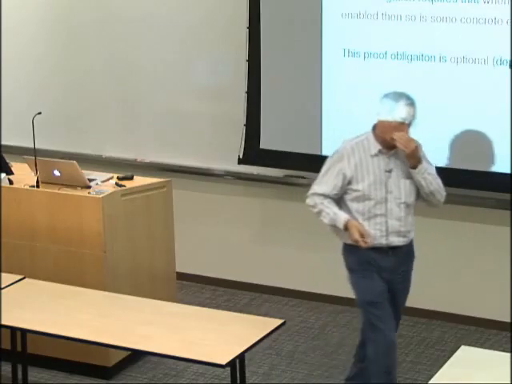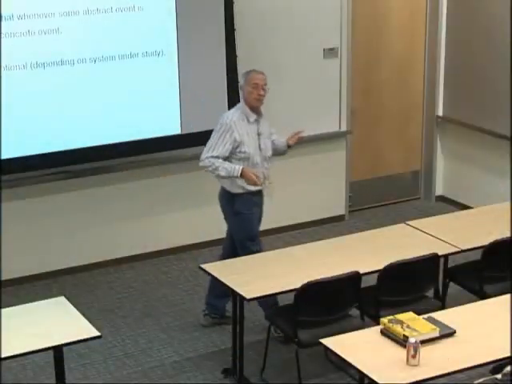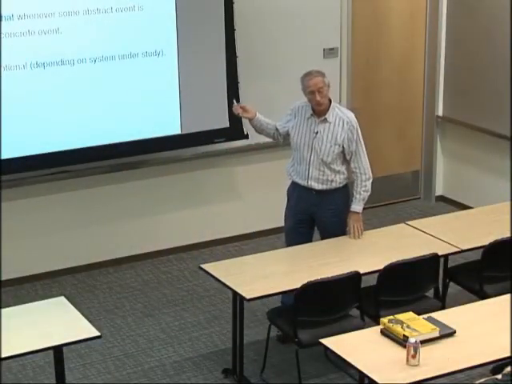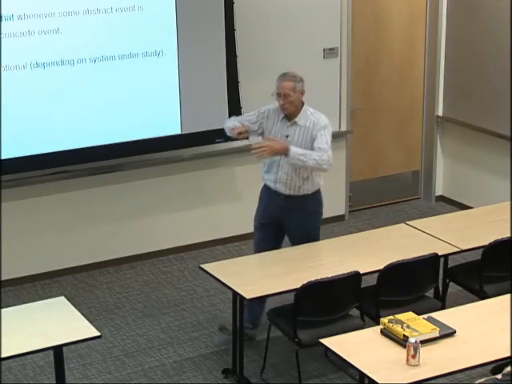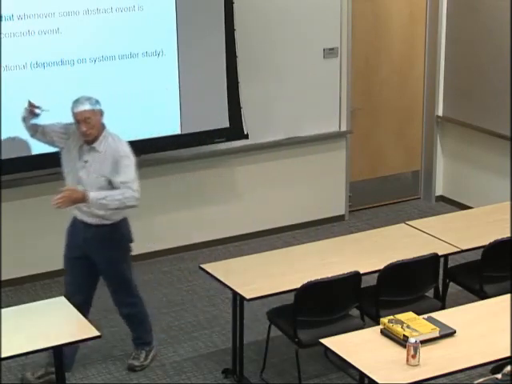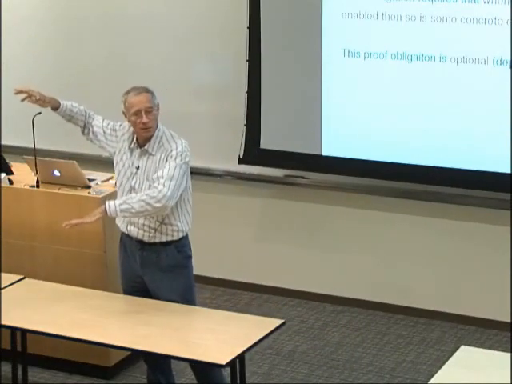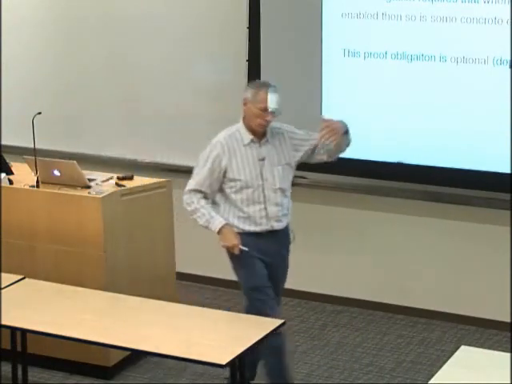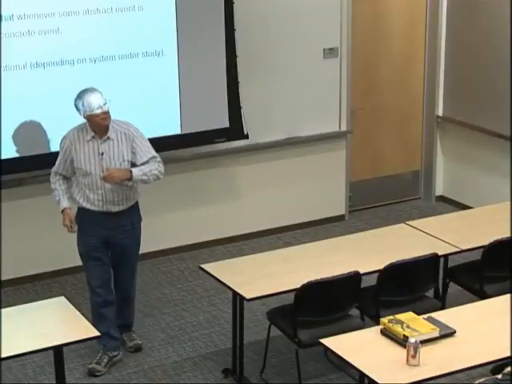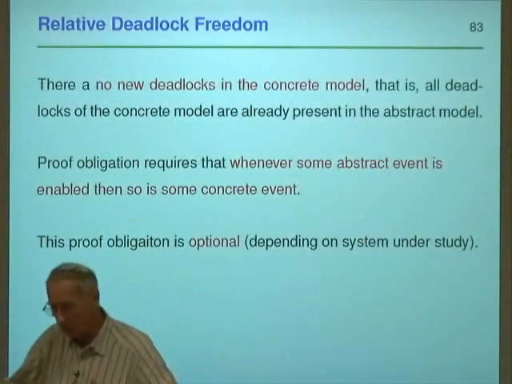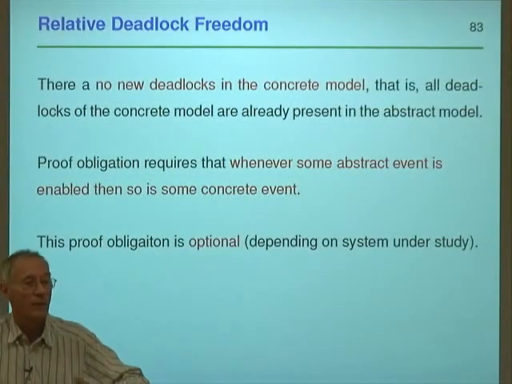It's called relative deadlock freeness because it might be possible, it's not the case here, that on some occasion the abstraction deadlocks. Maybe there are some infinite paths, but there are also some paths that finish. And what we have to prove is that the concrete does exactly the same thing. So it does not deadlock more than the abstract.